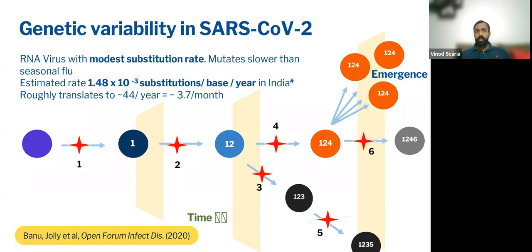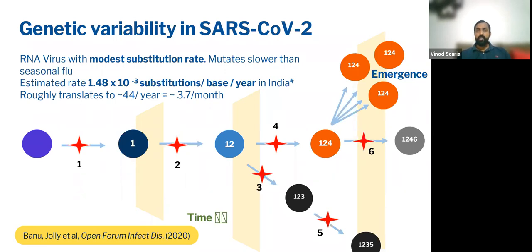Now, assuming a constant rate of mutations across time, you would assume that in a real life situation, all the kinds of virus mutations, in this particular case, for example, 123, 124, 1235, and 1246, would be equal or near equal in proportions. But that's not really what you observe, because at points in time you do see viruses which are much larger in proportion compared to the other viruses. And this is what we call emergence events.